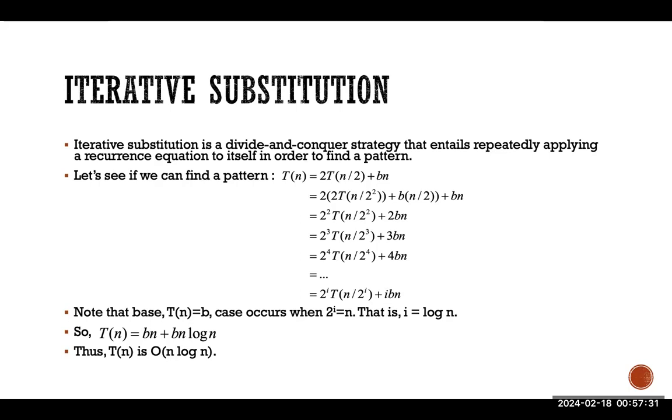To get the base case, we can get it by substituting 2^i equal to n. So from this equation, we can write T(n) is equal to bn plus bn log n. From this, we can say that the time complexity of the equation is O(n log n).